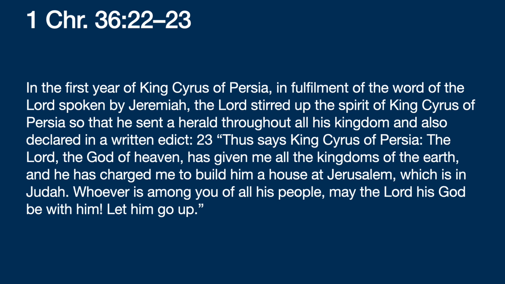So 2 Chronicles 36:22-23 reads, "In the first year of King Cyrus of Persia, in fulfillment of the word of the Lord spoken by Jeremiah, the Lord stirred up the spirit of King Cyrus of Persia, so that he sent a herald throughout all his kingdom, and also declared in a written edict: Thus says King Cyrus of Persia, 'The Lord, the God of heaven, has given me all the kingdoms of the earth, and he has charged me to build him a house at Jerusalem, which is in Judah. Whoever is among you of all his people, may the Lord his God be with him, let him go up.'"